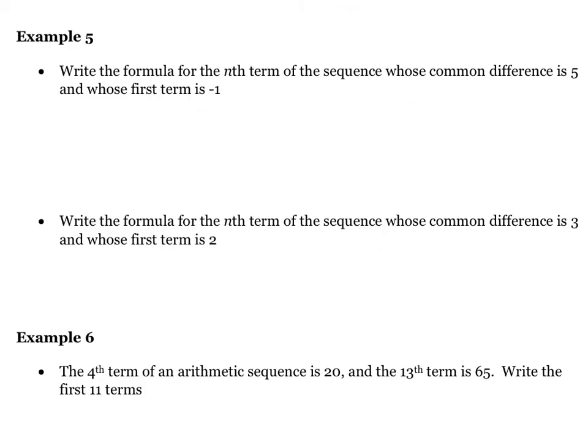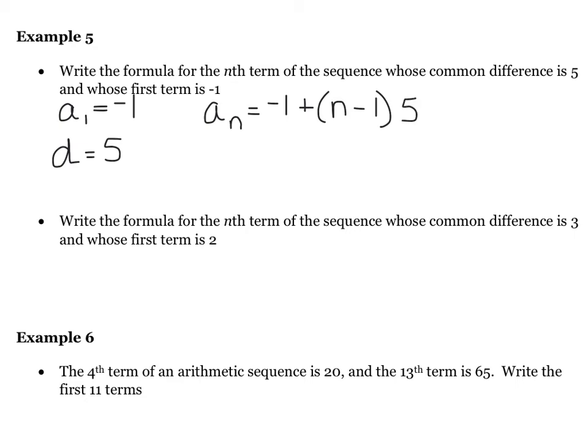So with this example, they are telling us the common difference, and they're telling us a sub 1. So we can say, okay, we know that a sub 1 is -1, and we know that d is equal to 5. So we can use the formula written above. A sub n is equal to my first term, which is -1, plus whatever the number of my term is, that previous number minus 1, times my common difference. Okay, that is the expanded version.